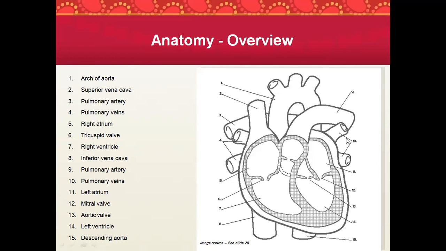They are the veins that bring the oxygenated blood back from the lungs to the left atrium. 11 is your left atrium. 12 is your mitral valve. 13 is your aortic valve. 14 is your left ventricle. From the left ventricle the blood will pass on to the aorta. And then here 15 is your descending aorta. Okay, now did you understand?